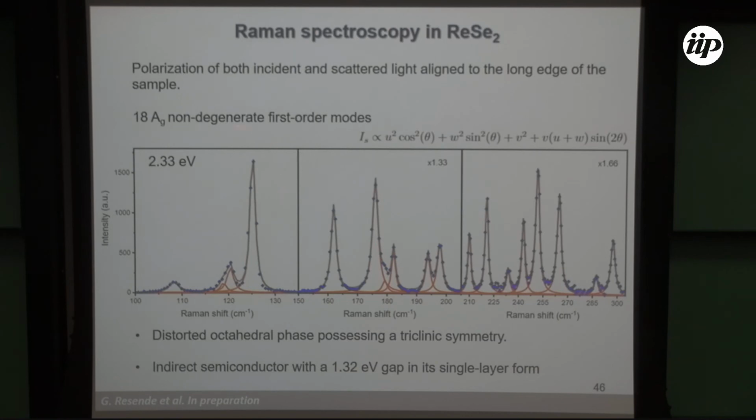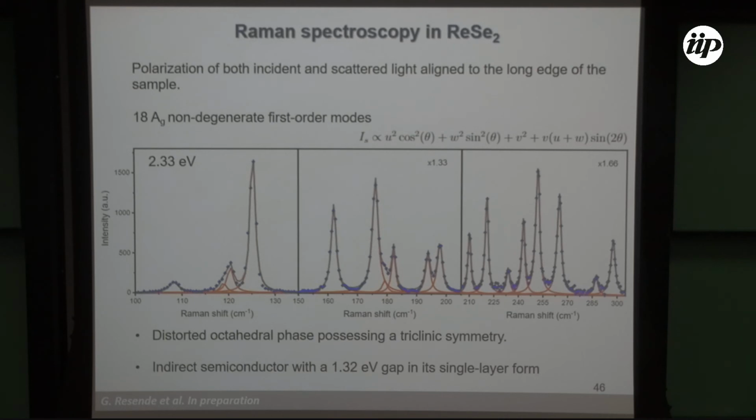And we expected by group theory, because of the symmetry, that it would have 18 Ag non-degenerate first-order modes because of its low symmetry. And we were actually able to see all of them. For the first time, we were the first to see all the 18 modes that were expected for this material. And I put it here. This is just an equation I will demonstrate later. I think I put it in the wrong slide, but that's fine.